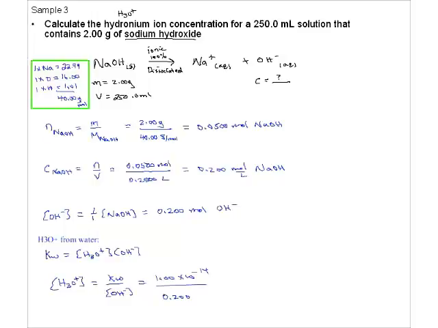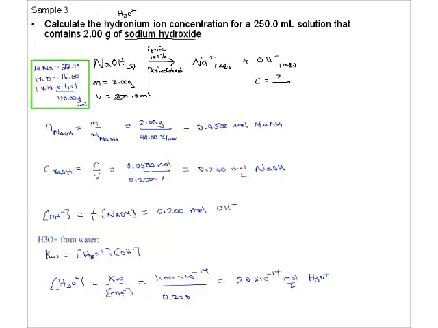Okay, 1 times 10 to the minus 14 divided by 0.2 moles per liter. And lo and behold, we don't expect a big number because after all, this is a base. The hydroxide ions should be much more concentrated than the hydronium. And there we go. It's 5 times 10 to the minus 14 moles per liter.